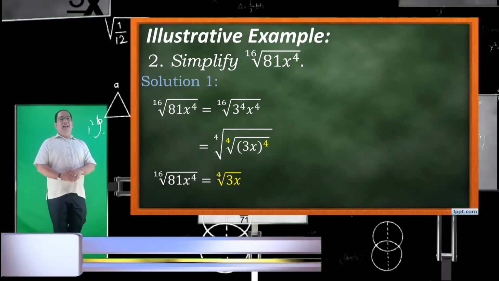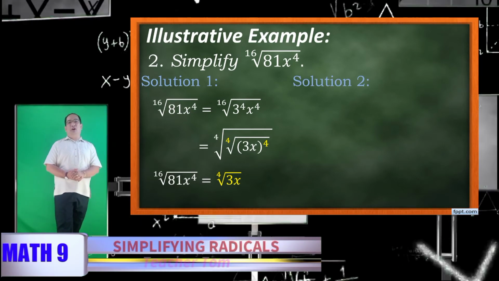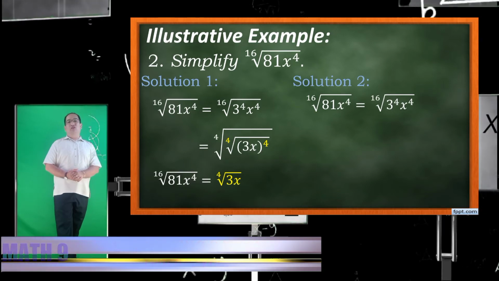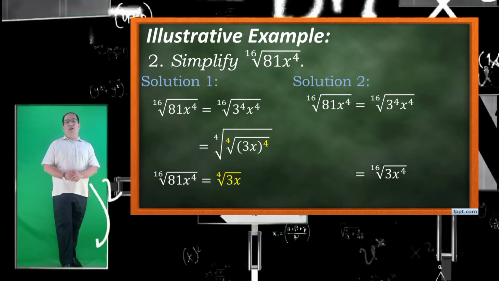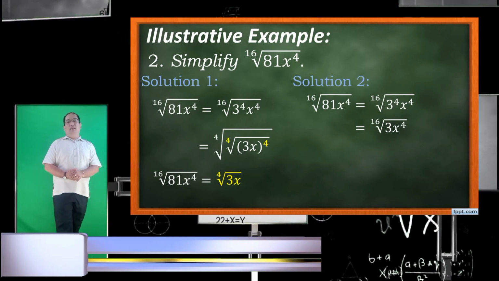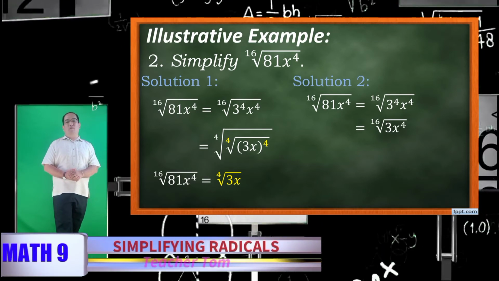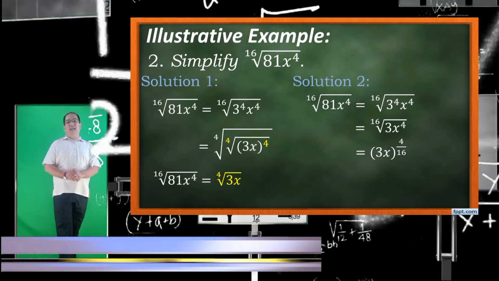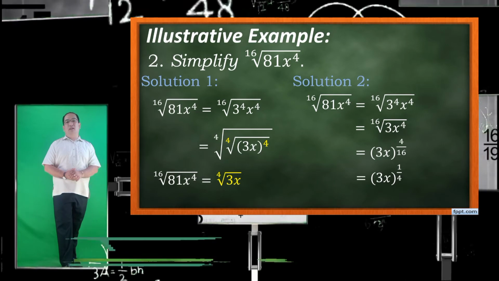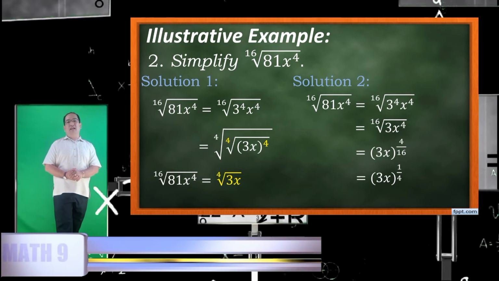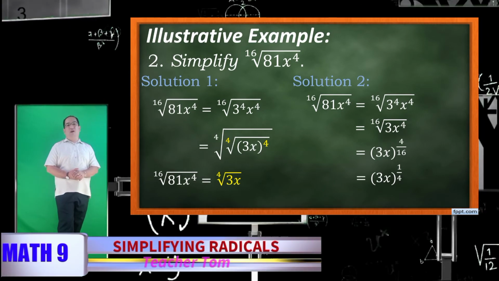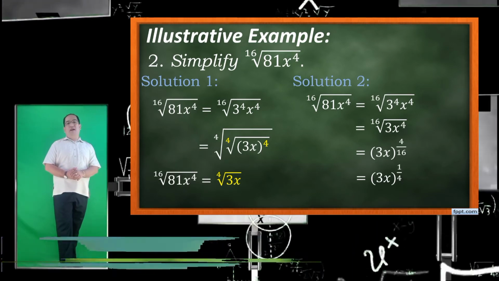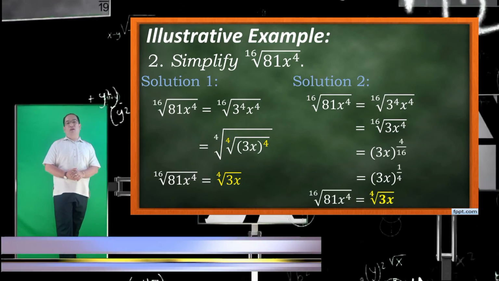On the other hand, 16th root of 81x to the 4th power can be expressed as 16th root of 3 raised to the 4th power x to the 4th power, expressed in exponential form. We have the quantity 3x raised to 4 over 16. So 4 over 16 can be reduced to simplest form, wherein 4 and 16 are divisible by 4. Therefore, 3x raised to 1/4. Now we can express in radical, that is 4th root of 3x.